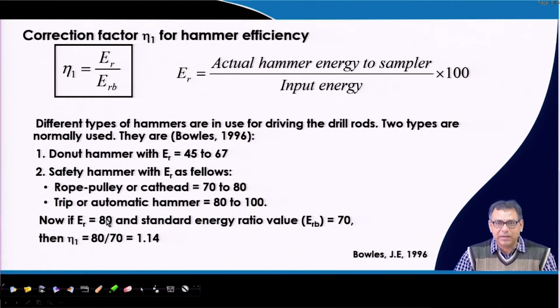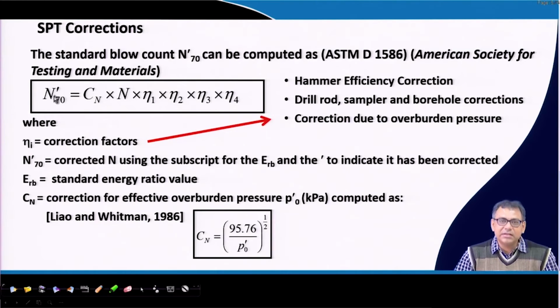If it is reverse, that means you are applying 70% energy, and you want to express them in 80%, then your corrected N value will be less compared to the measured N value. So, in such case, your correction factor will be less than 1. So, this is the concept of 70, 80. That 70 that I have discussed, this is the standard energy by which we will represent all the SPT values. We may have done the test at different energies, but we will represent them with a standard energy, that is 70.